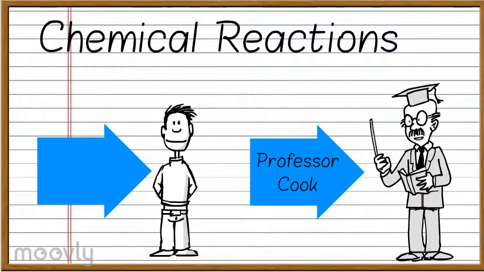Professor Cook, what are chemical reactions? Well, Jimmy, chemical reactions are a process in which atoms of the same or different elements rearrange themselves to form a new substance. We will further explain the forms of these processes shortly. First, we'll start out with some definitions.